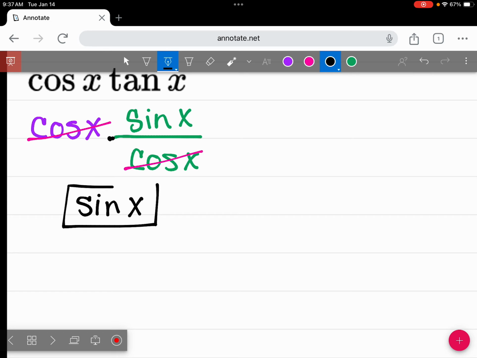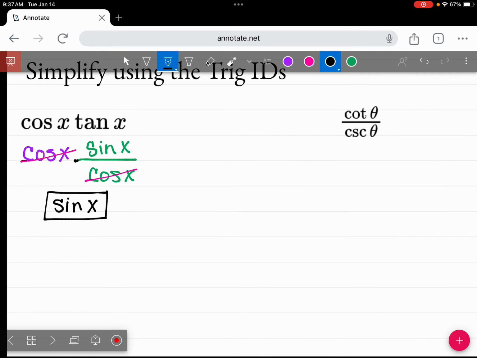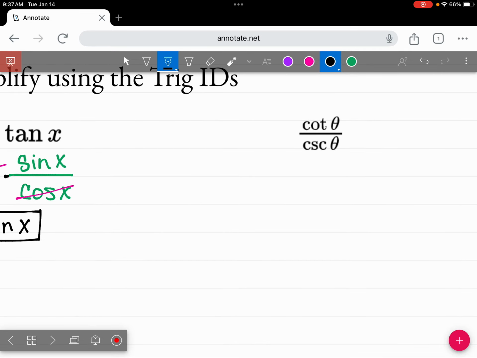So we're just simplifying. We want to get it down to as simplified as we can. And it should always be one of our 6 trig functions. We should be able to get it down as few as possible. So then we're going to do the same kind of thing using our cotangent theta over cosecant theta.